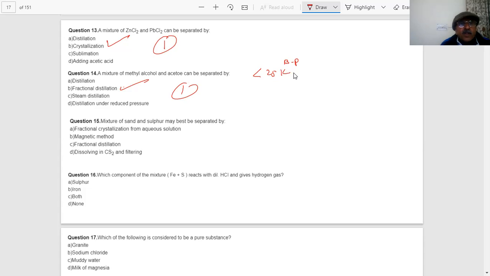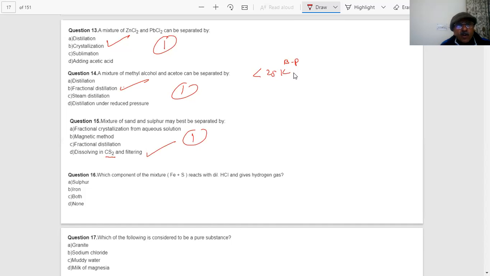All right, students, your answers are absolutely right because you know that sulfur is soluble in carbon disulfide, and sand is not soluble in carbon disulfide, and you will filter them. Sand will remain behind, then you will evaporate. Carbon disulfide will evaporate, sulfur will be there. That is the correct answer, student.